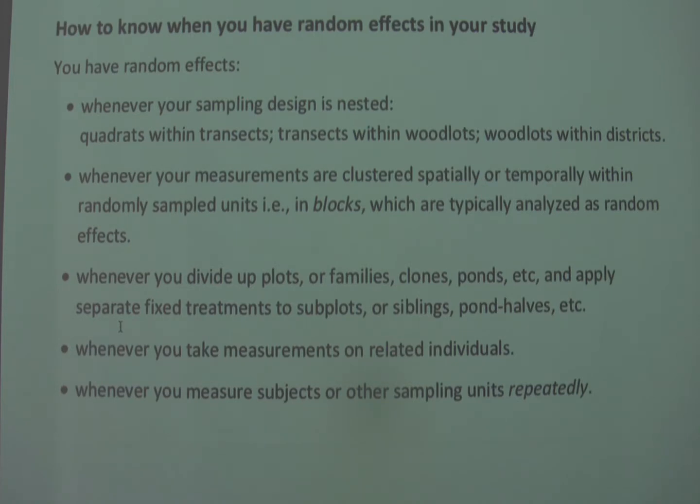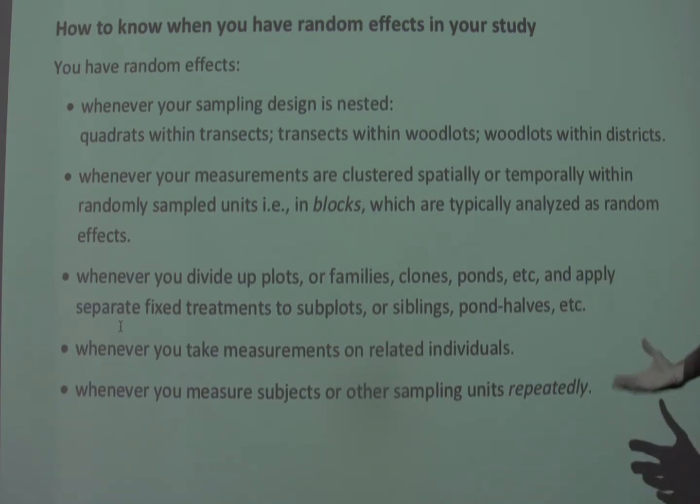Okay. How do you know when you have random effects in your study? You have random effects whenever your sampling design is nested: quadrats within transects, transects within woodlots, woodlots within districts. Whenever your measurements are clustered spatially or temporally within randomly sampled units, like blocks. Blocking is a feature of experimental designs that we talked about previously, and blocks are analyzed as random effects.